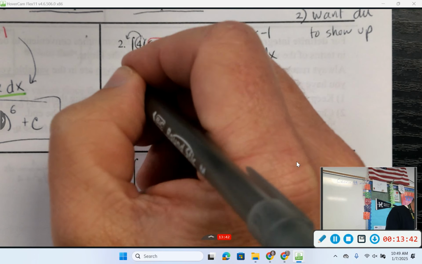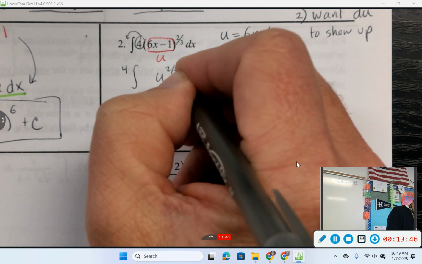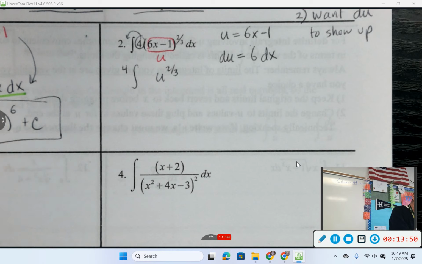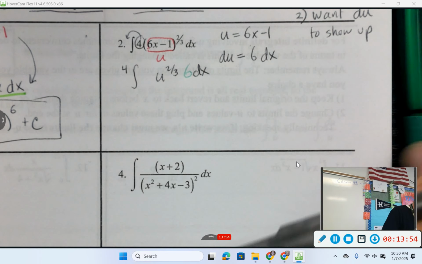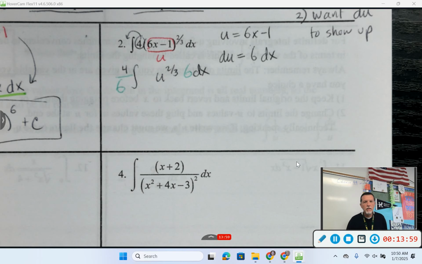I'm just going to put the 4 out front. And then I want a 6 on that dx, so I'll put a 6 there. And if I put a 6 there, I need a 1/6 out front. So you still end up with 2/3 out front, but maybe that was a little easier than figuring out how to get from 4 to 6.